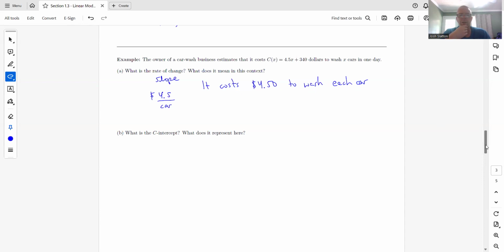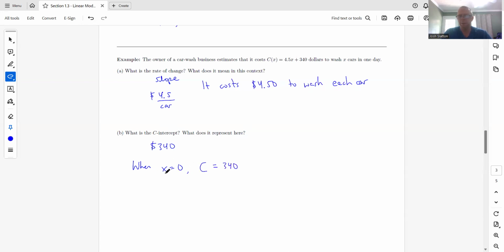What does the c-intercept, or the y-intercept, because the function is named c, what does the c-intercept represent? So the c-intercept is 340, and this is still in dollars. What does that mean? So the y-intercept or the c-intercept is just talking about what is the value of y, or what is the value of c when x is 0. This is a very generic way to think of this. This is not the final way that we're going to say it, but you could always kind of think of the y-intercept as this. When x equals 0, c equals 340.